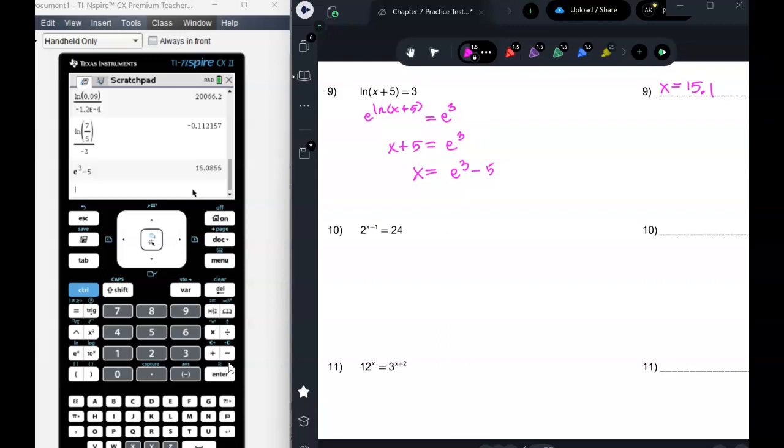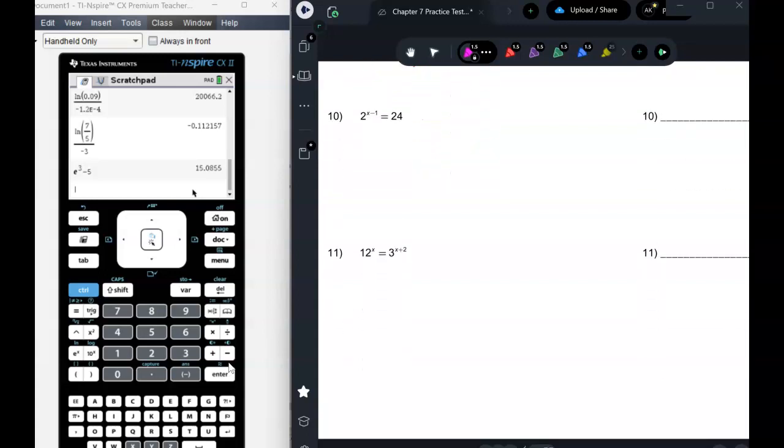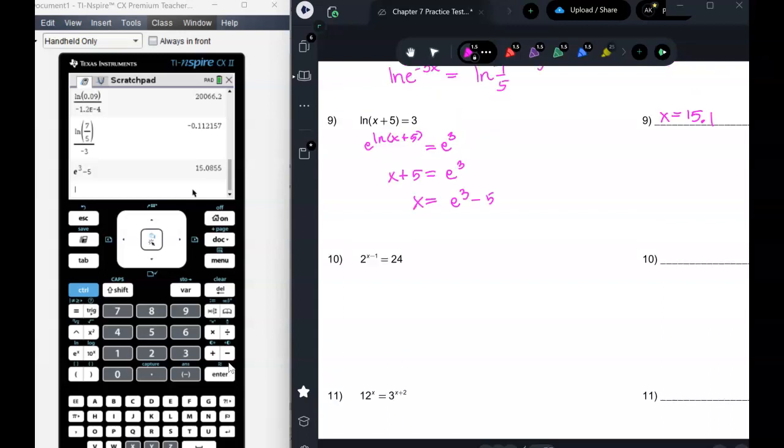Is the e that comes up when you type in a huge number on the calculator the same e? It's the same e.